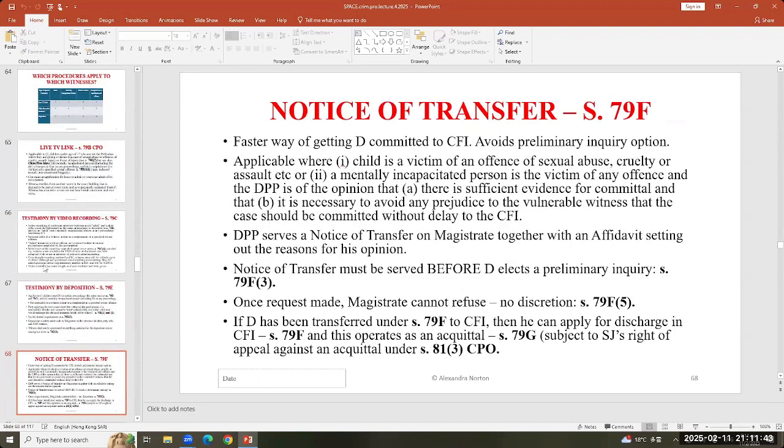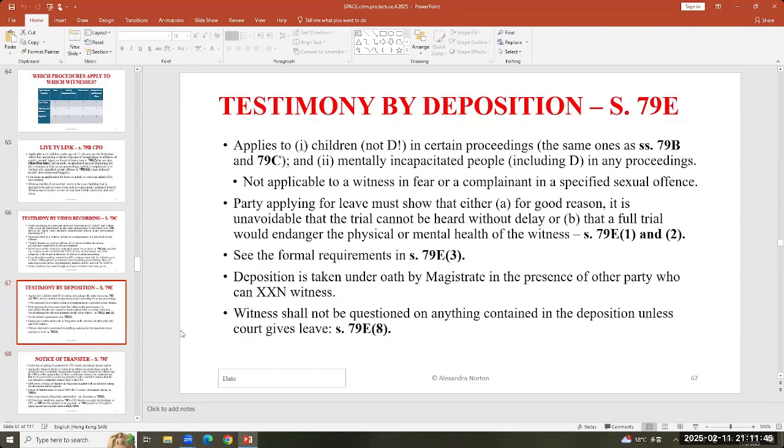And then the last is the deposition option. This is rarely used actually in practice in Hong Kong. This is basically where the witness is in really severely bad health, and there is a concern that the witness will not survive through to the trial. So a deposition is taken from them at their hospital bed. And they can be still cross-examined literally at the hospital bed by the other side.